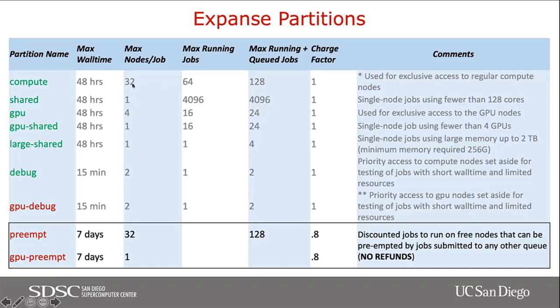So the max number of nodes you can request on a compute partition is 32. That gives you basically 4,096 cores, which is quite a bit more than what you had on Comet in terms of number of cores per job that you can run. And you can have a maximum of 64 nodes running your particular group's jobs. The reason we have these limits is because 64 nodes is nearly 10% of the system, so we are trying to balance the system out for all the users.